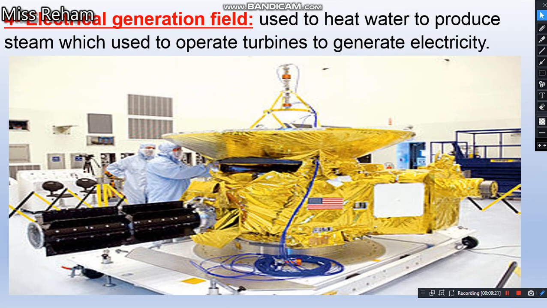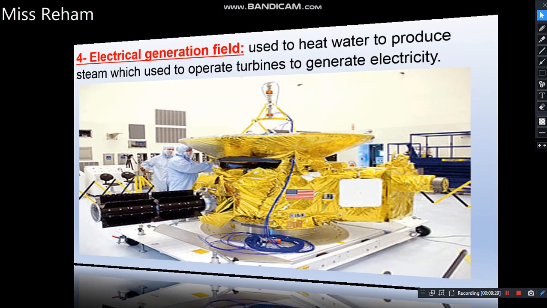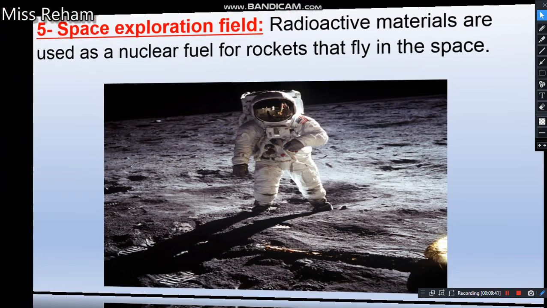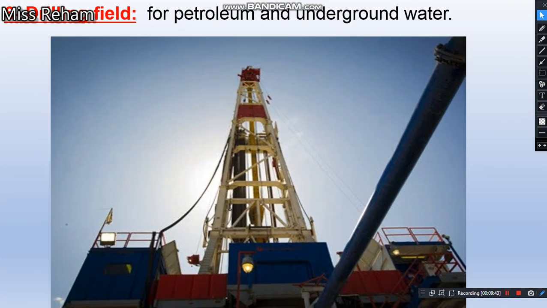Fourth, electrical generation field, used to heat water to produce steam, which is used to operate turbines to generate electricity. Fifth, space exploration field. Radioactive materials are used as a nuclear fuel for rockets that fly in space. Sixth, drilling field, for petroleum and underground water.